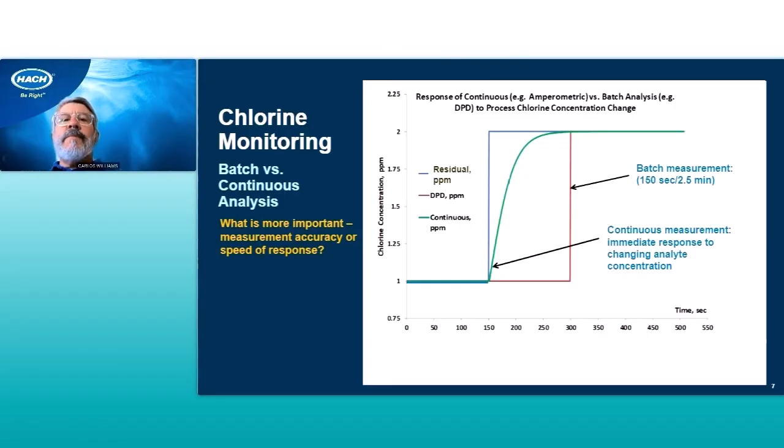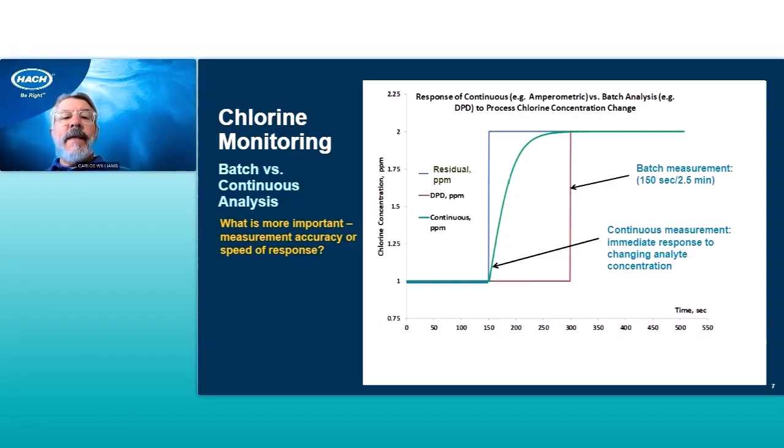To talk a little bit more about some of the things to consider when you're trying to figure out which one of these you want, whether it's amperometric or colorimetric, look at the speed of response. What this graph is showing in the blue line is a step change in chlorine feed. It goes from 1 to 2 milligrams per liter, and you can see it's basically instantaneous. It just goes from 1 and spikes all the way up to 2.